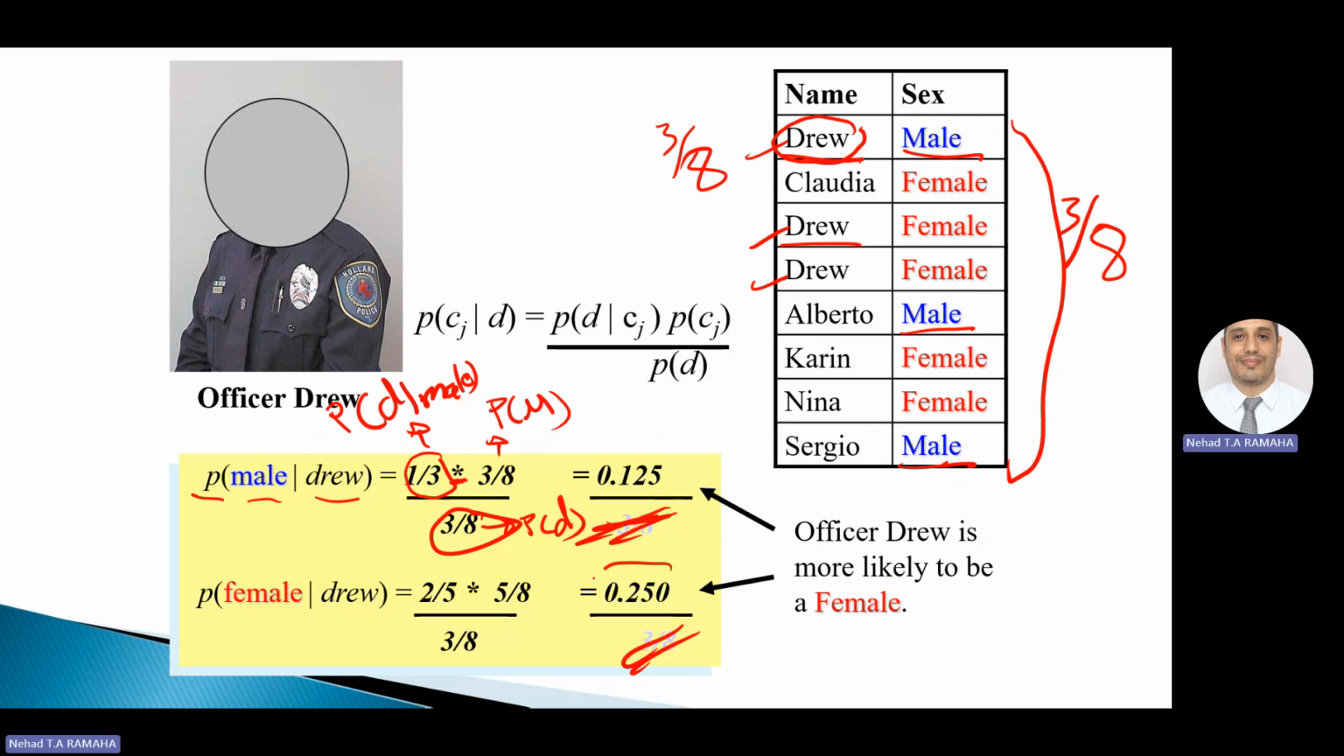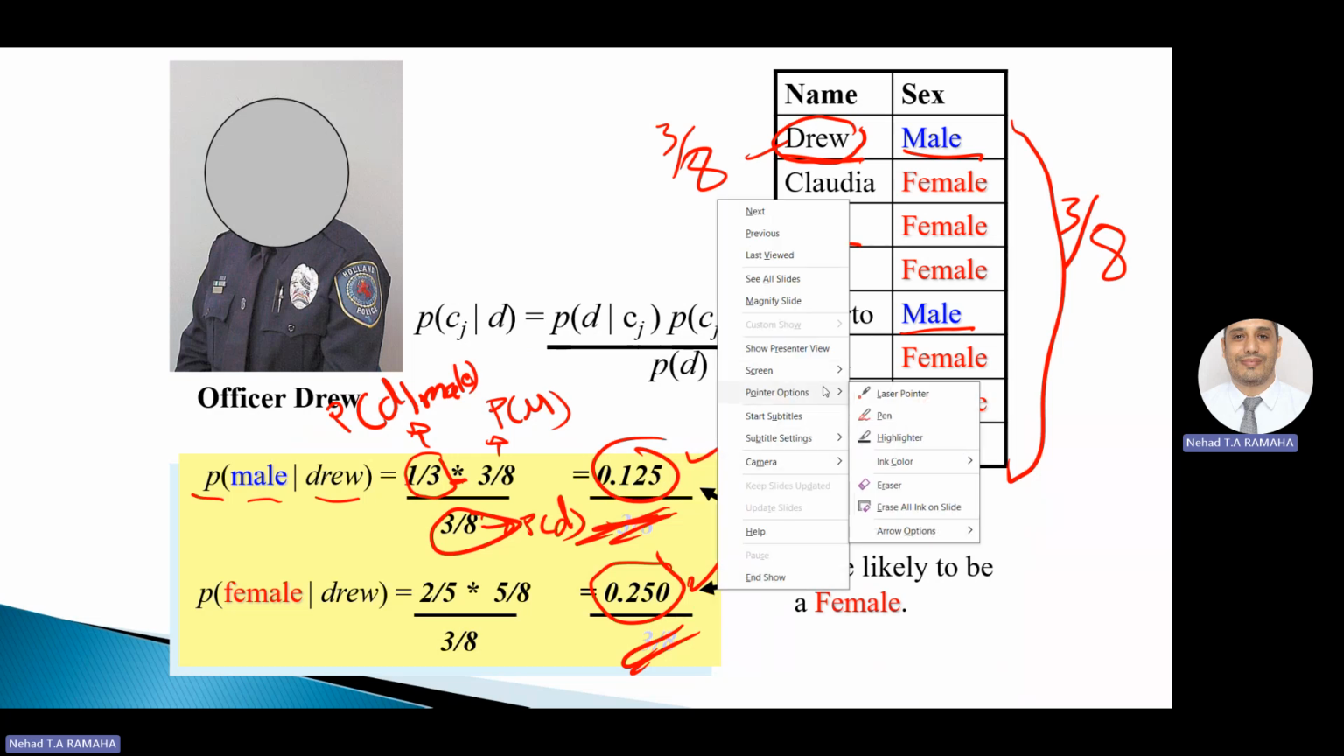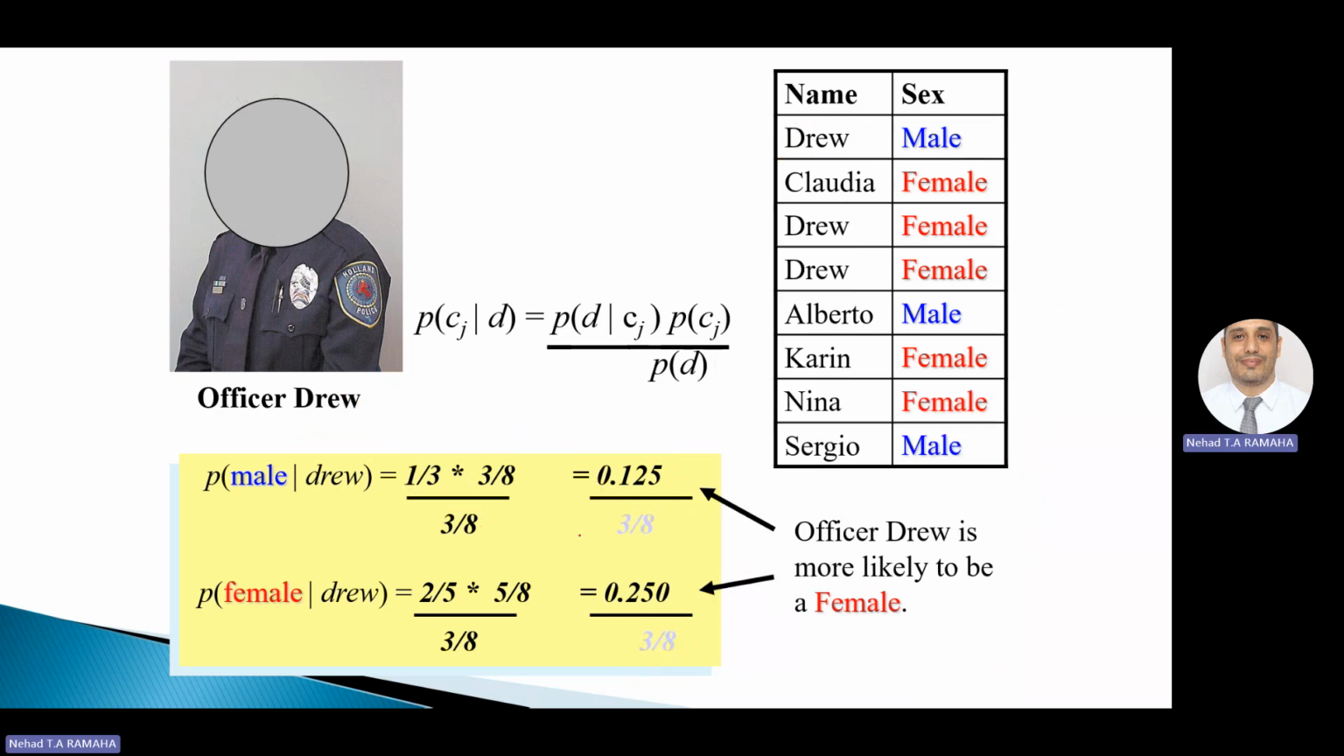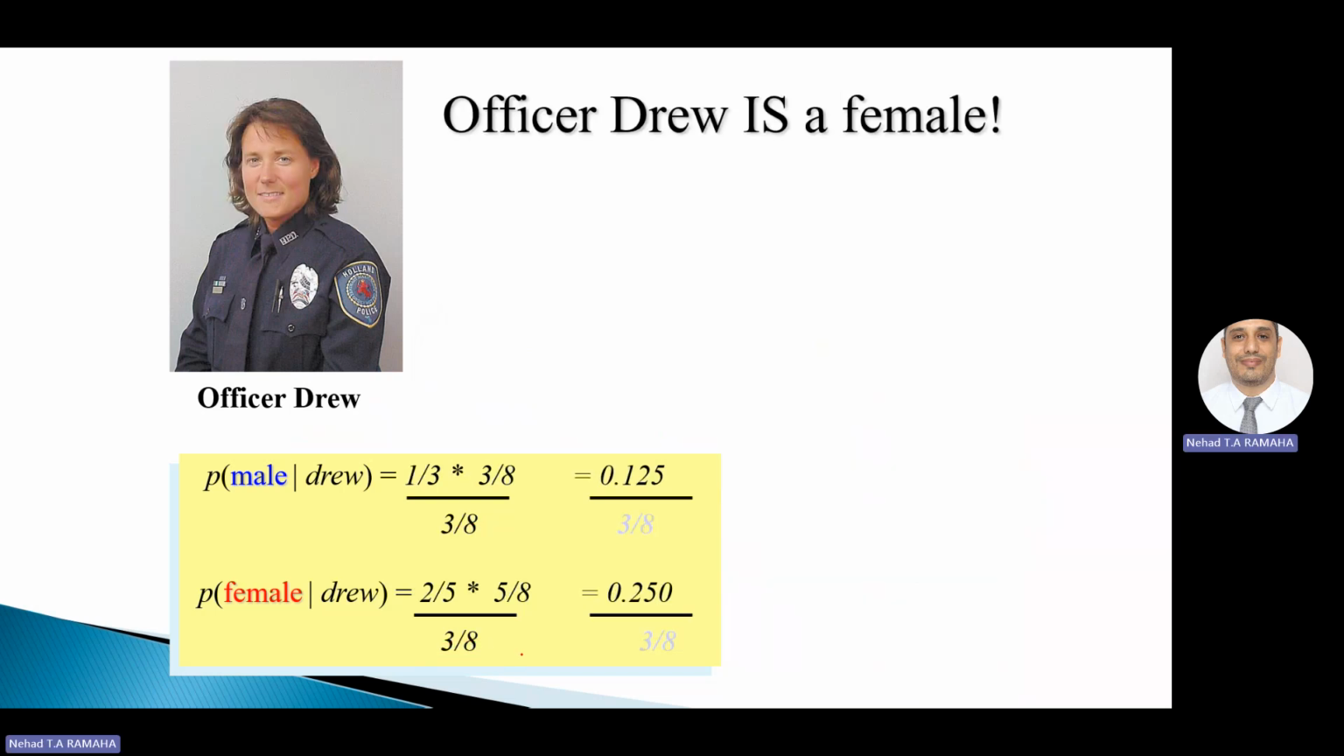This value is greater than this value. If you divide it by 3 over 8, it will also be this value greater than this value. So it actually does not affect the result. So we will not calculate the bottom one. We will not divide by it. That leads us to a general rule.